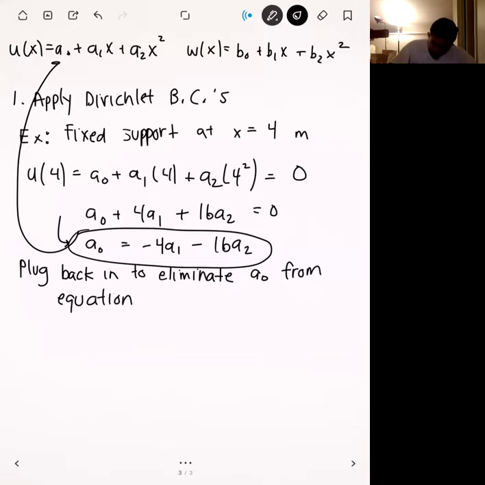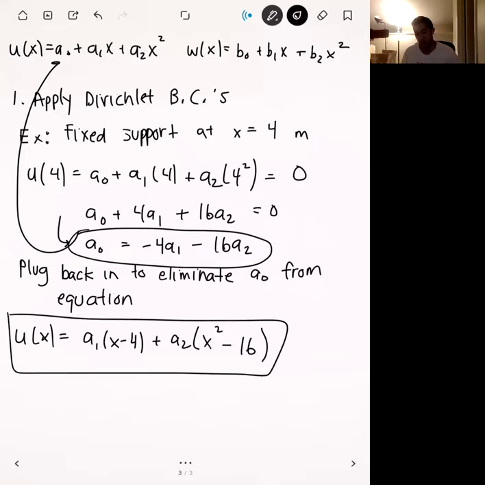Okay. And so if we plug in back for a0, what we get is u of x is equal to a1 times (x minus 4) plus a2 times (x squared minus 16). I just combined the a1 and a2 terms. And so in this formula that I have boxed down here, we still need quite a ways to go, but you can see that we've eliminated one of the constants, right?